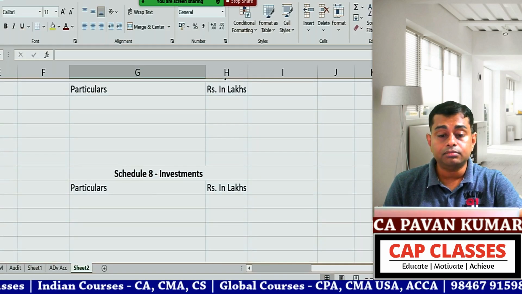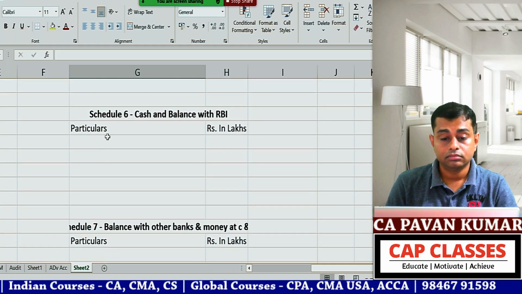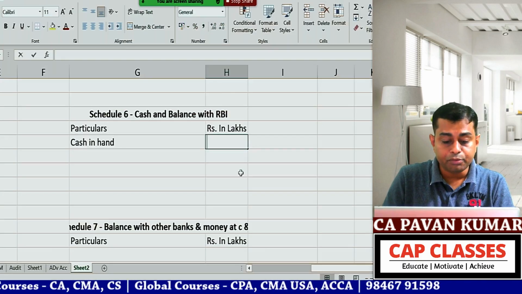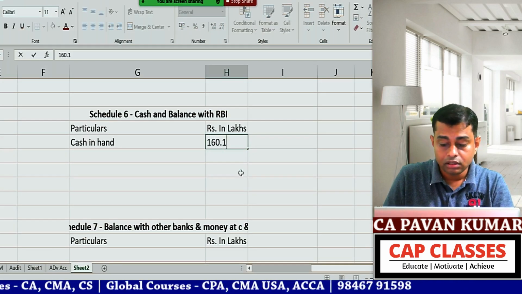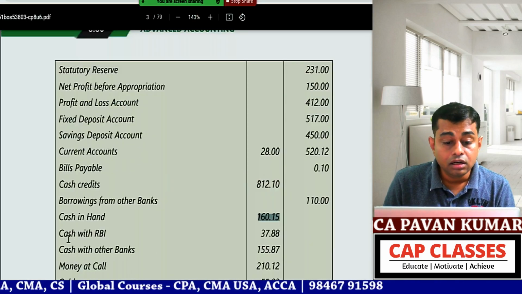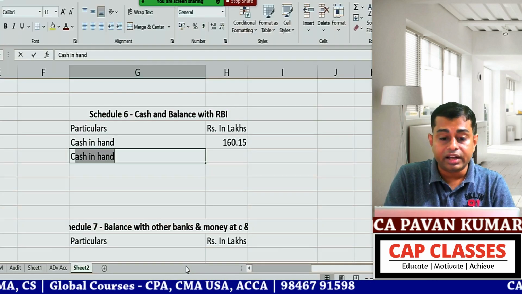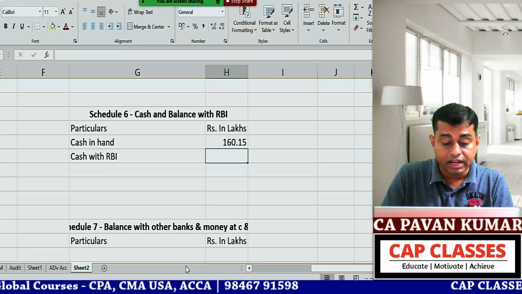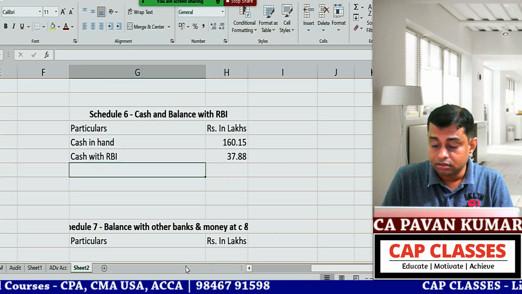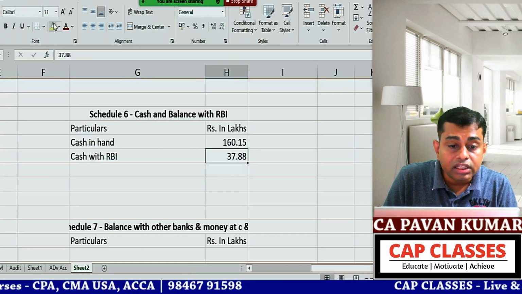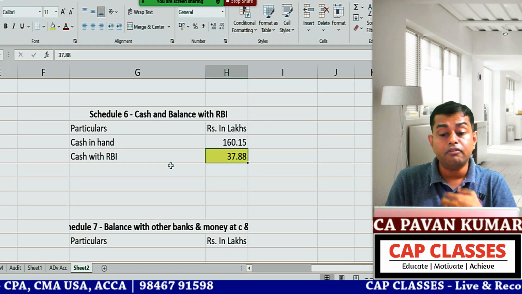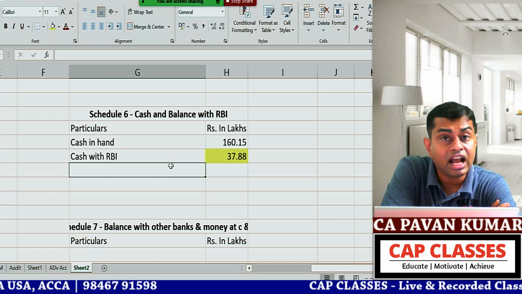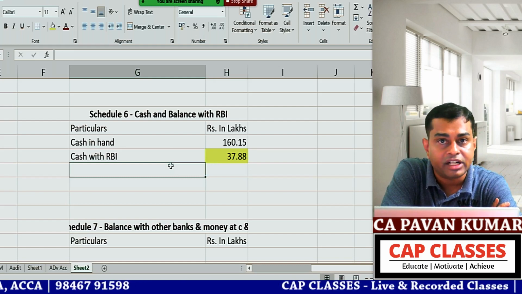Cash in hand 160. So where to write? In schedule 6 we have to show, sir, cash and balance with RBI. Cash in hand 160.15. Next, cash with RBI 37.88. How much is it? 37.88. Put this in a different color. We might need to do something here. Why? Because they might have given SLR CRR requirements.